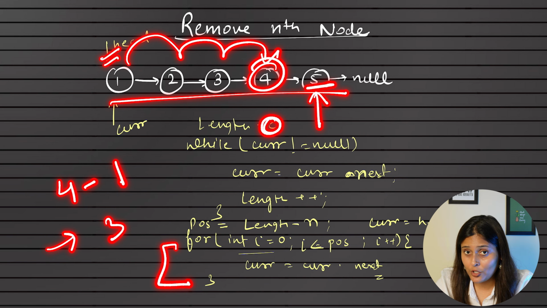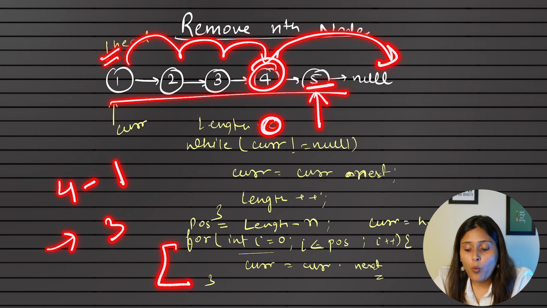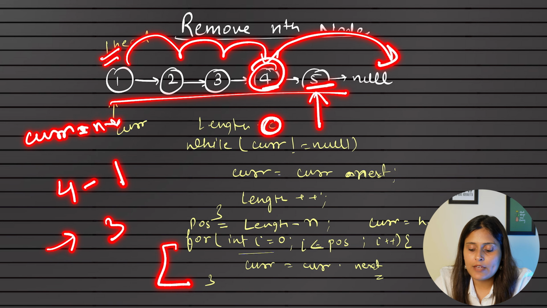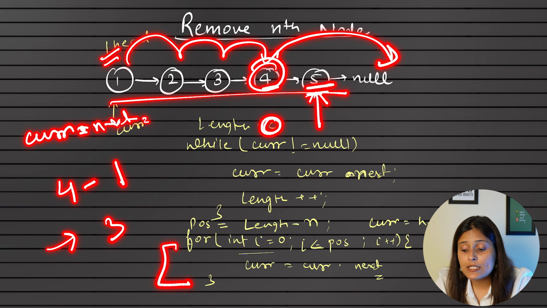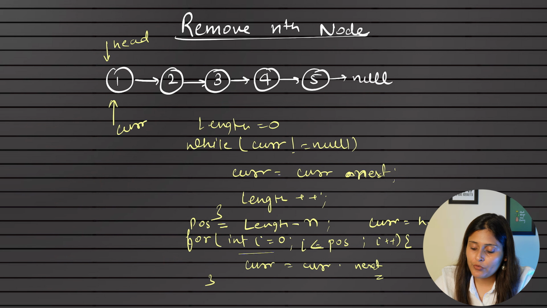Can I say current dot next is equal to current dot next dot next? Yes, because what will current dot next be? What is the address 4 is saving? So 4 is saving the address of 5th. And what is the address 5th is saving? Null. So if we want to delete 5, definitely we have to store what 5 is storing. So after coming out, we just have to write current dot next is equal to current dot next dot next.